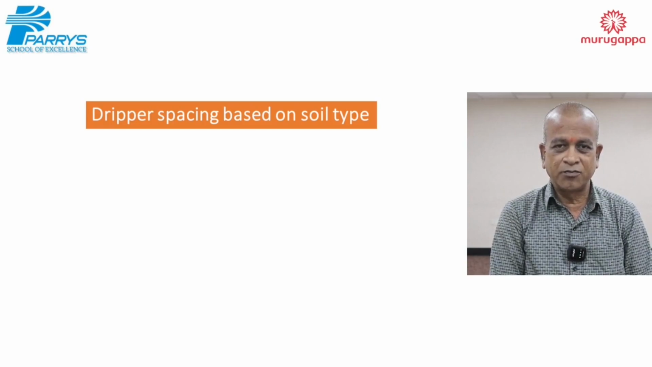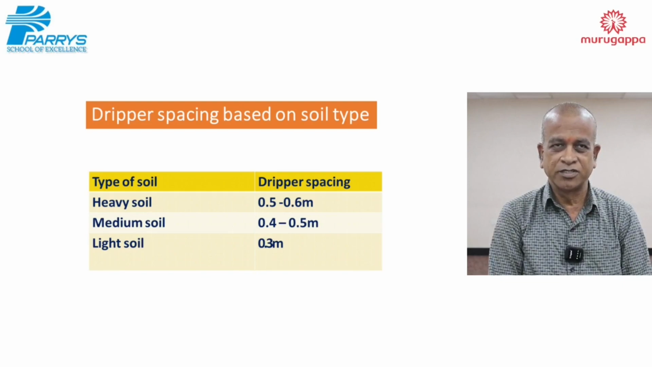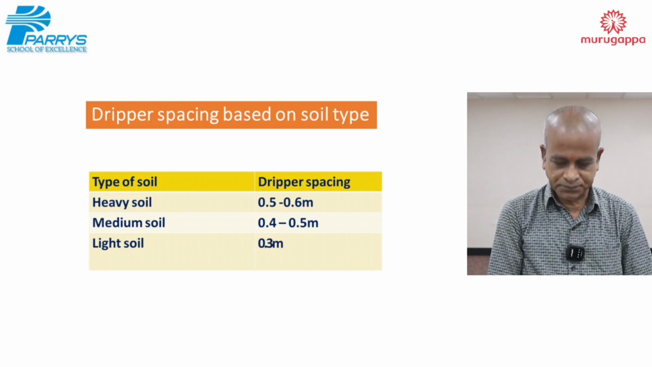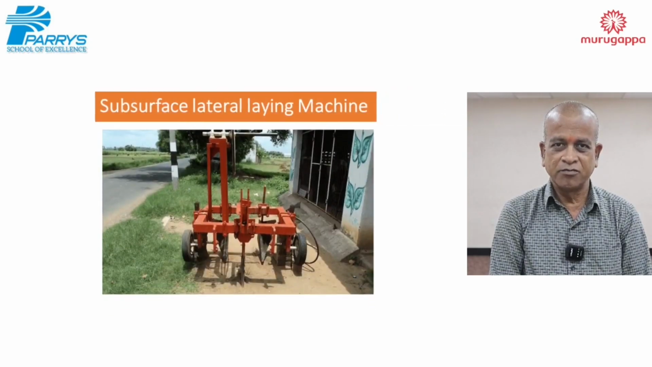What will be the optimum distance required for each type of soil? For example, heavy soil requires 0.5 to 0.6 meter. Medium soil requires 0.4 to 0.5 meter. Whereas in the case of light soil, it should be spaced at an interval of 0.3 meter. This is recommended for laying the drippers in the main field.